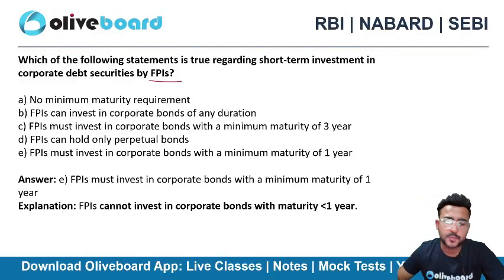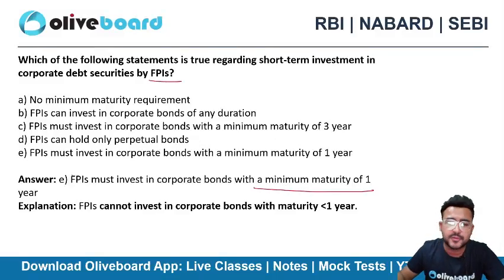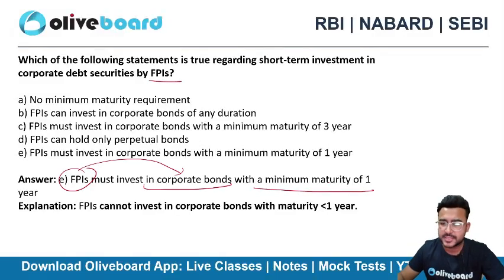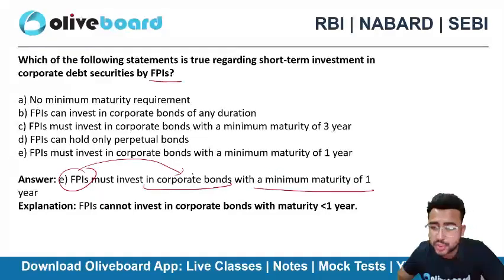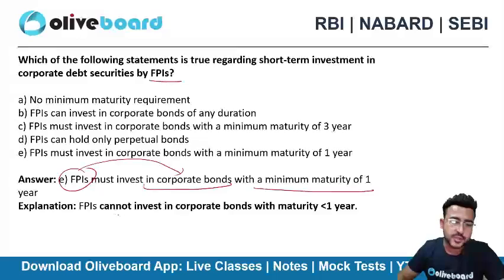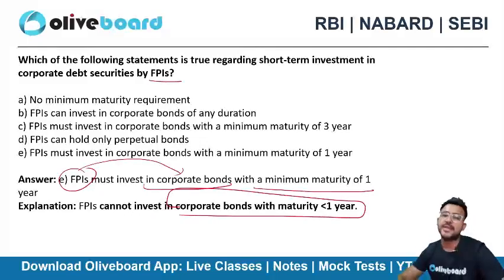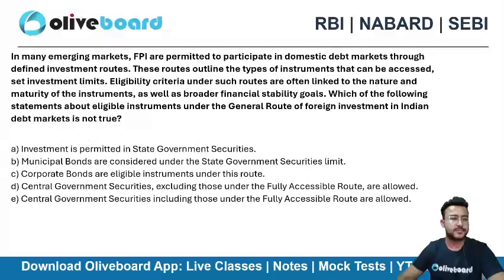Here the correct answer is option E. FPI must invest in the corporate bonds with a minimum maturity of 1 year. Right? So if FPI is investing in the corporate bonds, you need to invest in at least a bond having a minimum maturity of 1 year. So FPIs cannot invest in the corporate bonds with a maturity of less than 1 year. Please do remember this particular circular is very, very important.